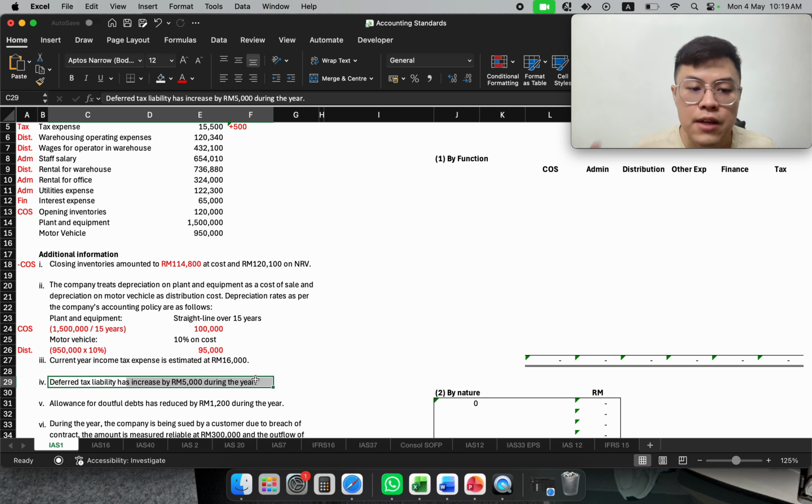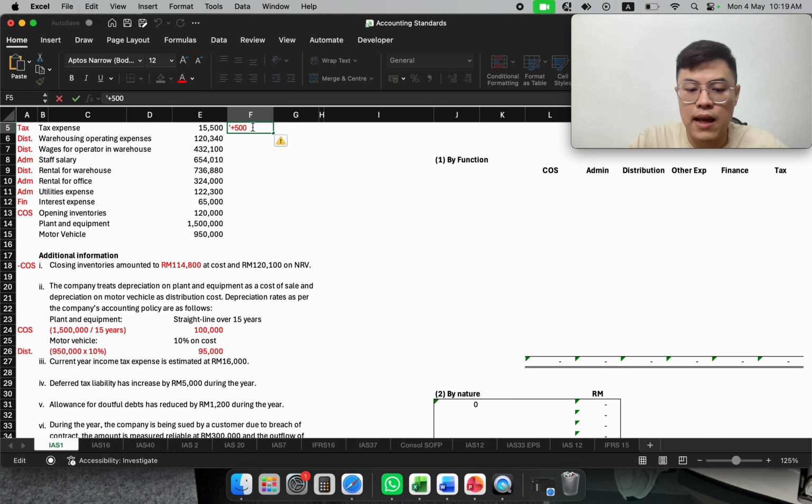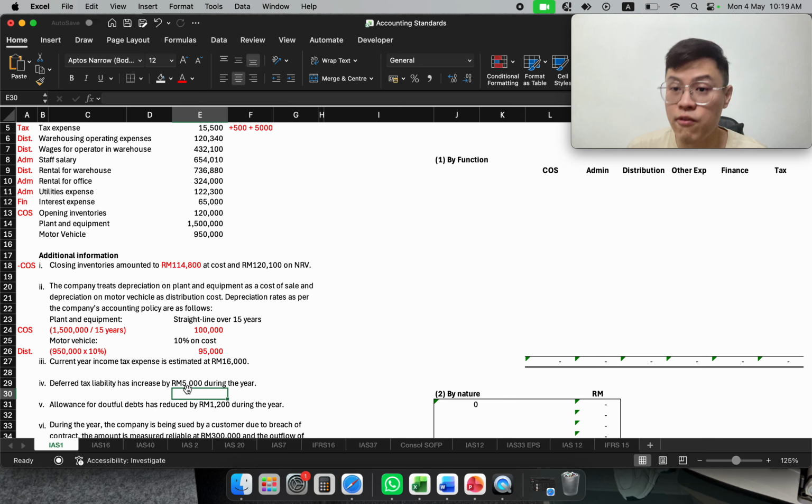Deferred tax liability increased by 5,000. So in accordance with IAS 12 Income Taxes, deferred tax liability is actually tax that is going to happen in future, something that we need to pay more tax on in future. So it's our present obligation. We will need to increase our tax expense by another 5,000 as given here, increase deferred tax by 5,000. We will debit income tax expense and credit deferred tax liability. But since we are not asked to do SOFP, we will just ignore that.